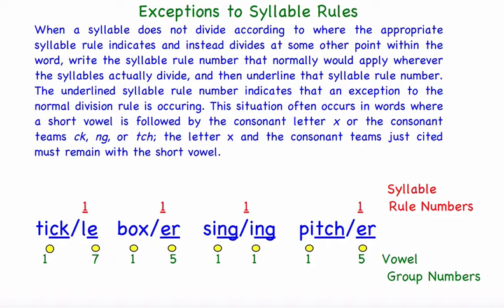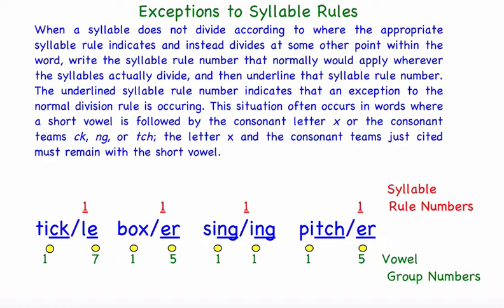This situation often occurs in words where a short vowel is followed by the consonant letter X or the consonant teams CK, NG, or TCH. The letter X and the consonant teams just cited must remain with the short vowel. So we have some examples below the paragraph: tickle, boxer, singing, and pitcher. In all of these words, we have a consonant team that must remain with a short vowel.